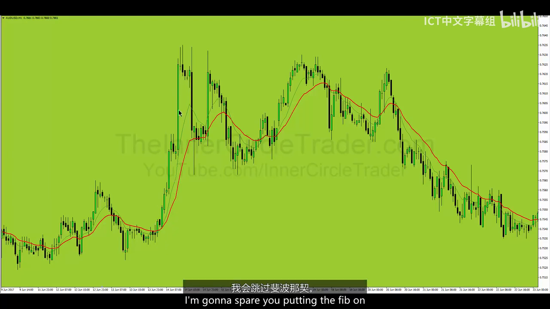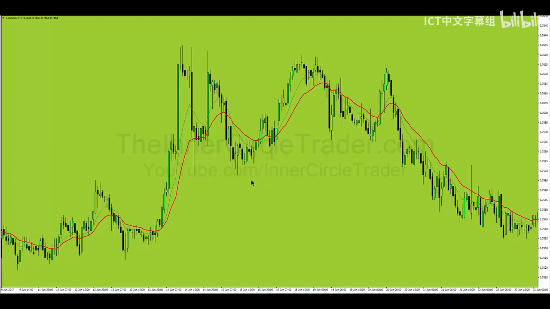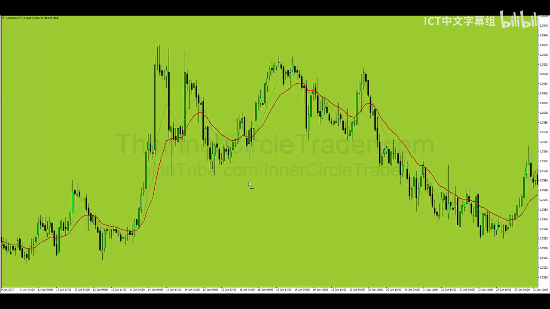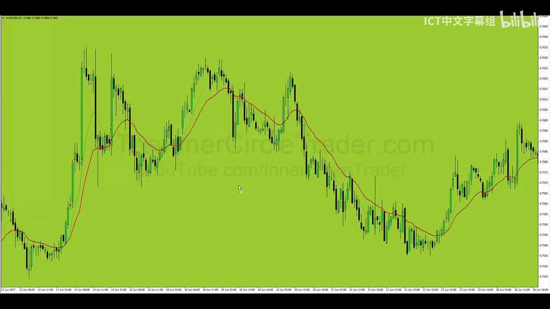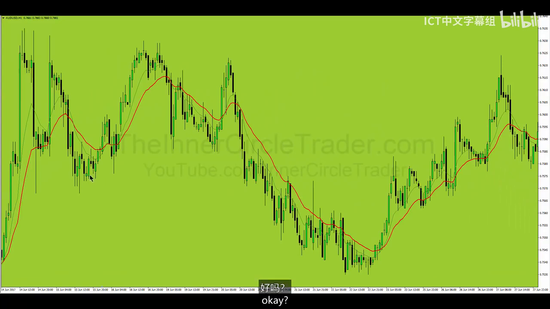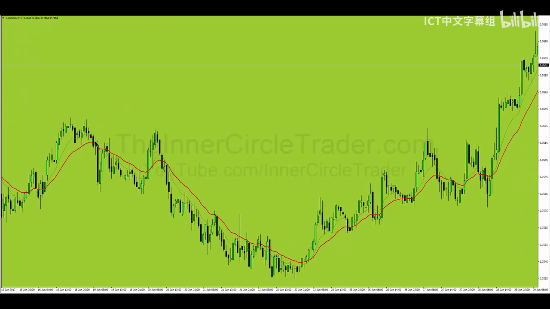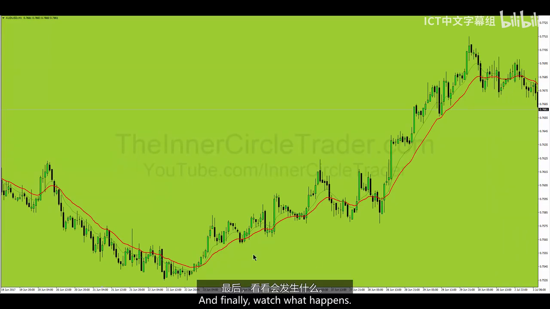I'm going to spare you putting the fib on because this didn't get down to it, and price is going below the red line. We're below the red line here, and all through here, we're filtering. We can't take anything here. And finally, watch what happens. We start seeing impulse swings, and price moves away from the red line, comes back to it. But now watch what happens.